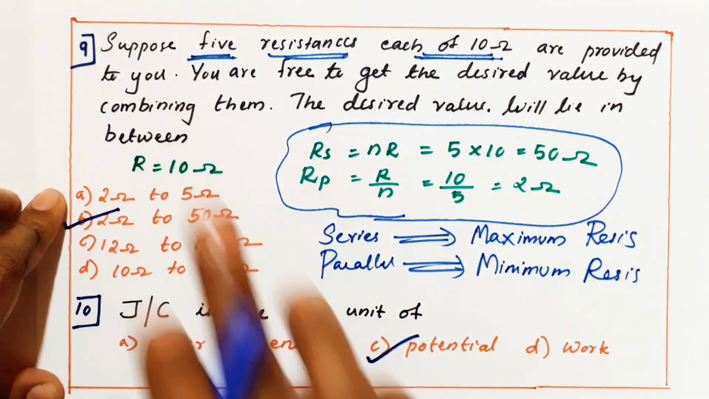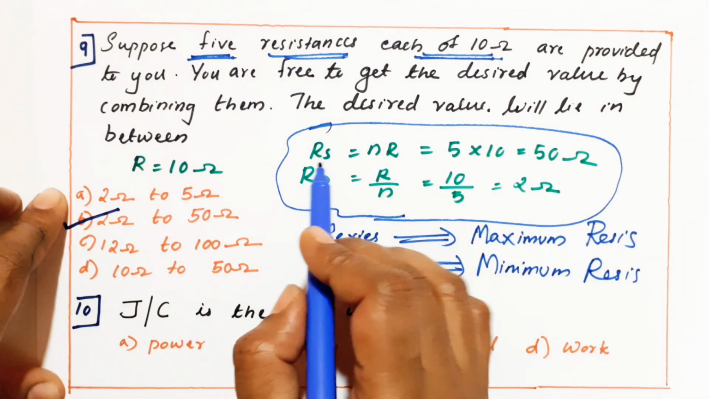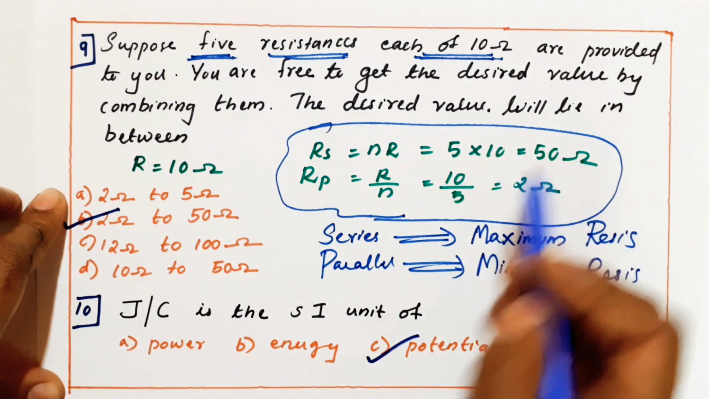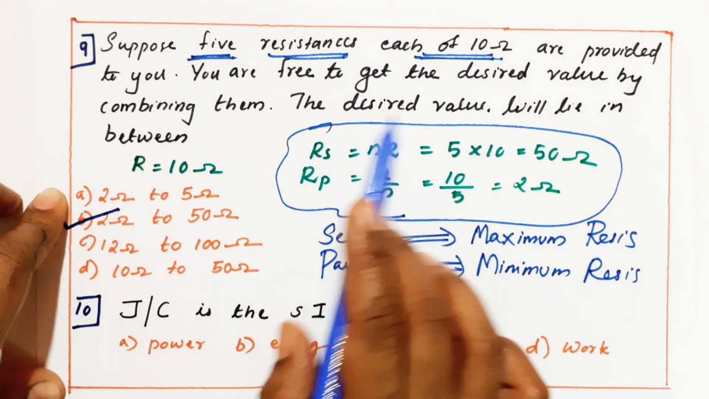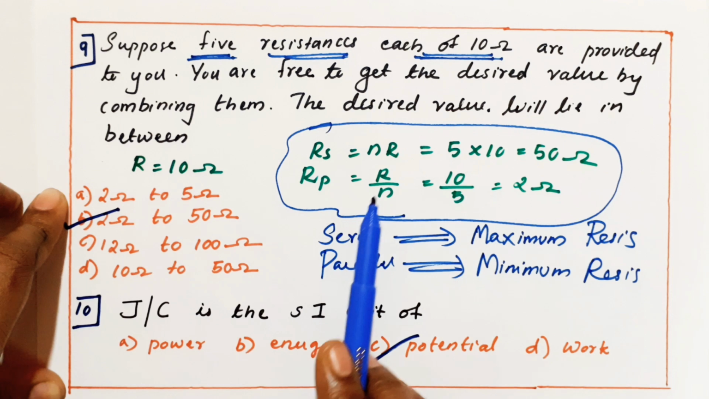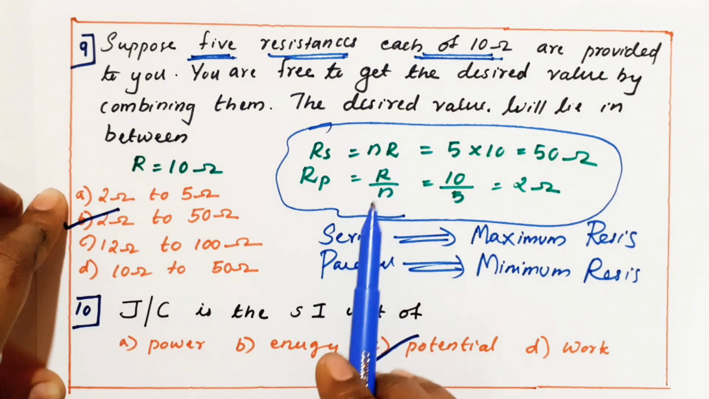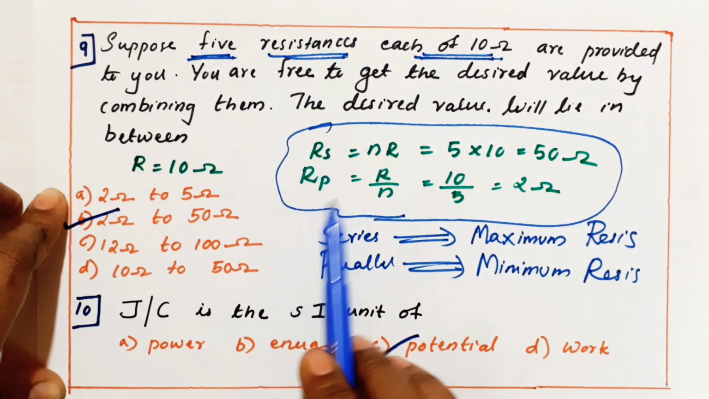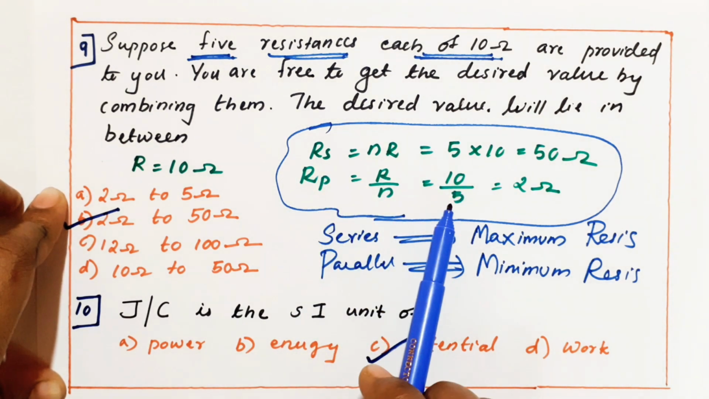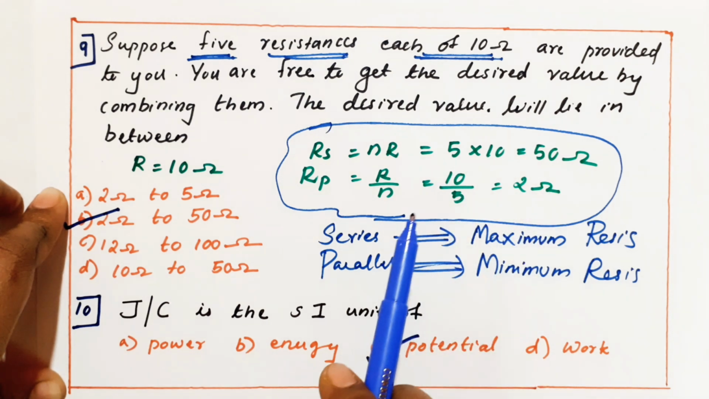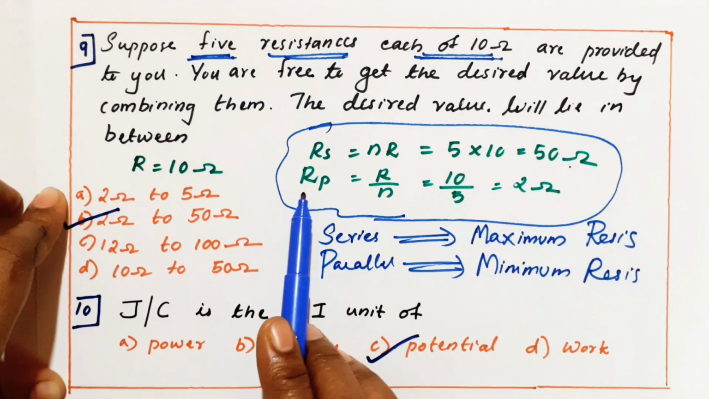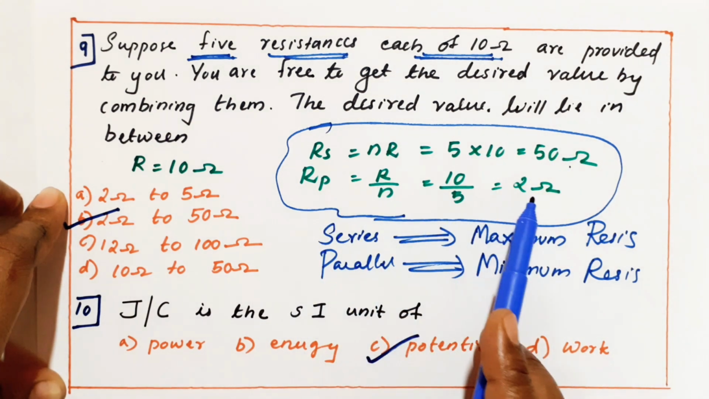If all the same resistances are connected in series, the series resistance is NR. So 5 into 10, 50. If all the 10 ohm resistances are connected in parallel, it is R by N. If N equal resistances are connected in parallel, it is R by N. R is 10, 10 by 5 is 2 ohm. In series, 5 into 10 is 50 ohm. In parallel, R by N is 2 ohm.